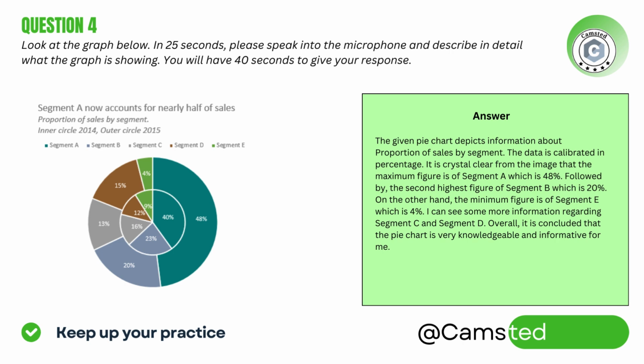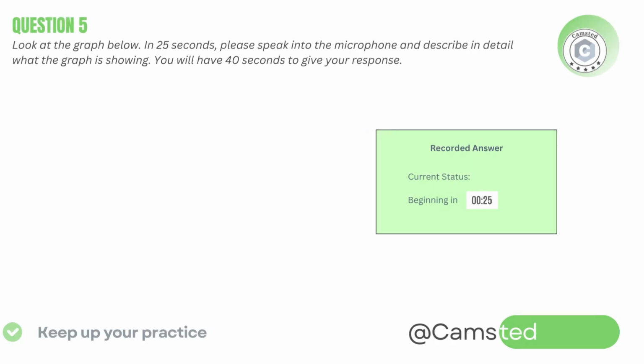On the other hand, the minimum figure is of segment E, which is 4%. I can see some more information regarding segment C and segment D. Overall, it is concluded that the pie chart is very knowledgeable and informative for me.